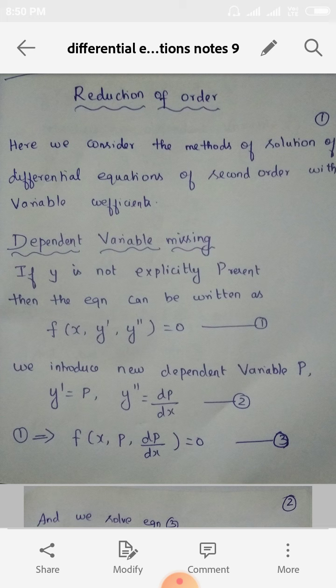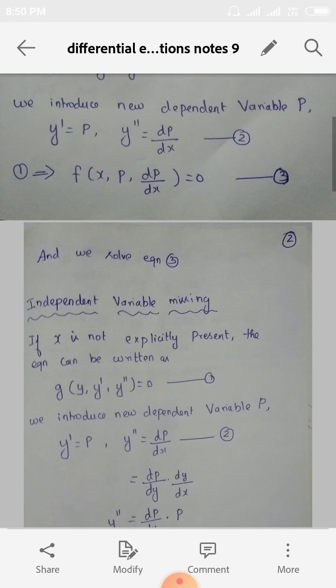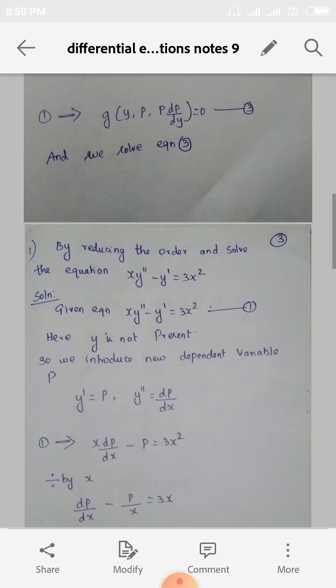And there are two types. One is dependent variable missing, that is y is explicitly not present. And the second one is independent variable missing, that is x is not present. So in these two types, how can we solve? This is the method. See the problem.